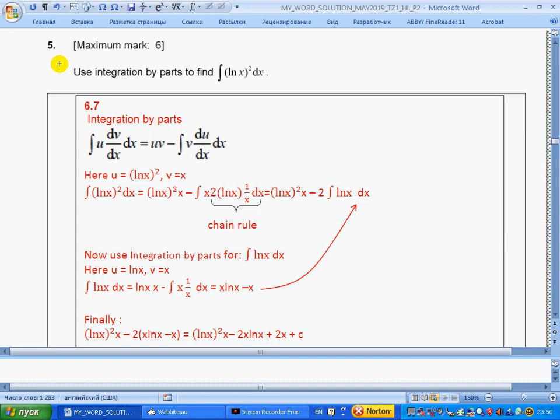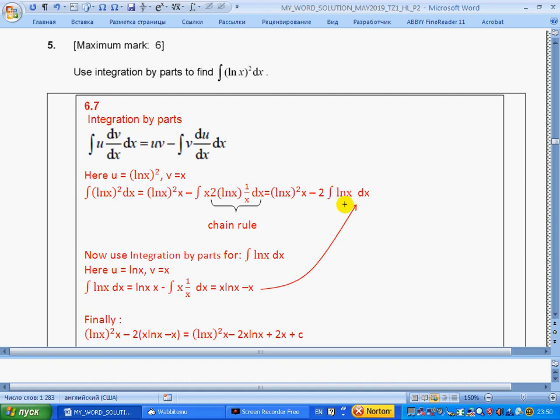Question 5. Use integration by parts to find the integral. Integration by parts is from section 367 of the booklet. So in our case, we call u logarithm x squared, and dv over dx is 1, because v equals x. So we used it once. And now we should find du by dx, so it is 2 times logarithm x, and the derivative of logarithm x is 1 over x. Then after simplification we get this integral.